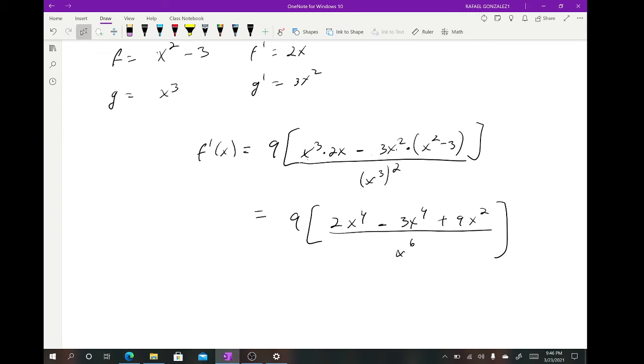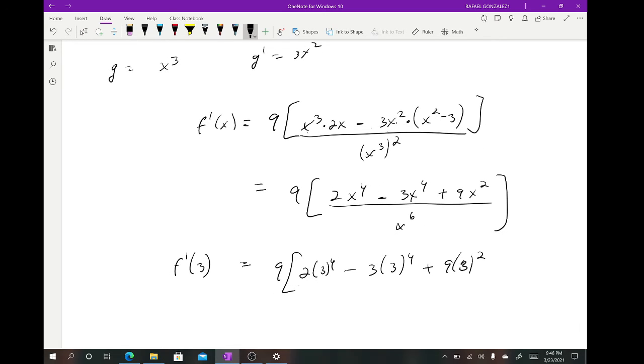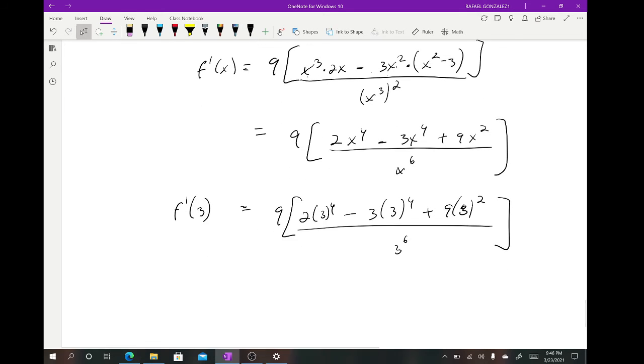And now we have to evaluate this derivative at 3. So we have to plug in 3 wherever we see an x. So we have 9 times 2 times 3 to the 4, minus 3 times 3 to the 4, plus 9 times 3 squared, all divided by 3 to the 6. Well, let's see what we get. So we have 9 times 2 times 3 to the 4 minus 3 times 3 to the 4.